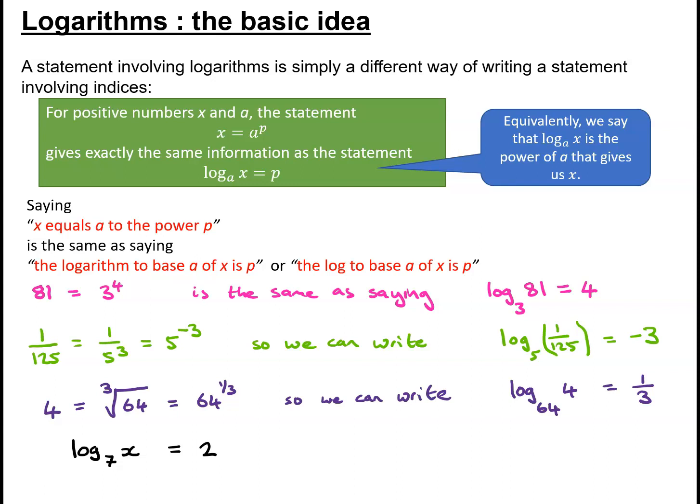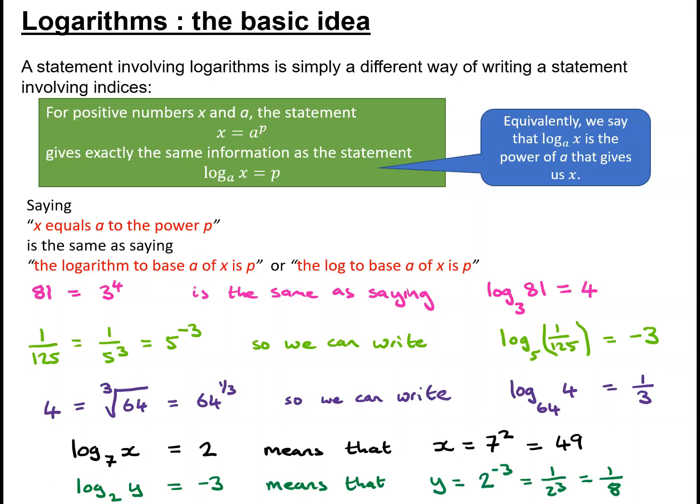If I know log to base 7 of x is 2, that means that x is 7 to the power 2, which is of course 49. If I know log to base 2 of y is minus 3, then that means that y must be 2 to the minus 3, which is 1 over 2 cubed, which is 1/8.